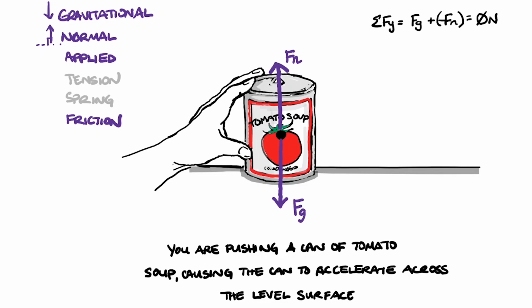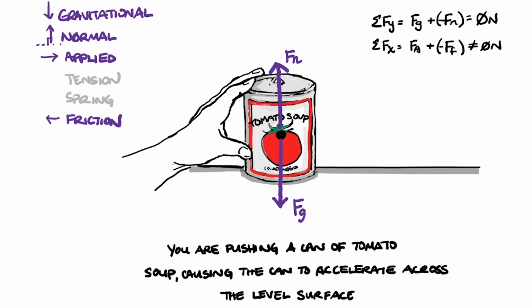Horizontally speaking, we have the applied force from your hand, in this case to the right, and the force of friction acting against the can's motion. Since the can is moving in the direction that you are pushing, the force of friction and the applied force must be in opposite directions. We can write this as the summation of horizontal forces equals the applied force plus the force of friction in the opposite direction. And since the can is accelerating horizontally, these two forces cannot be equal in magnitude. This means the summation of horizontal forces cannot equal 0.